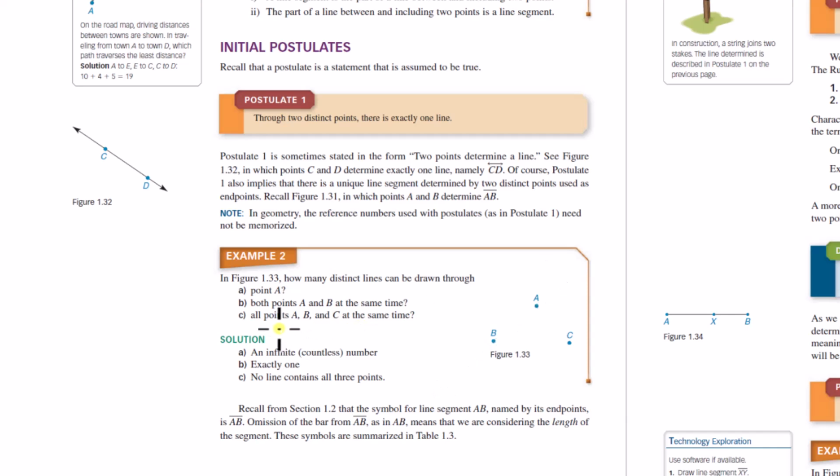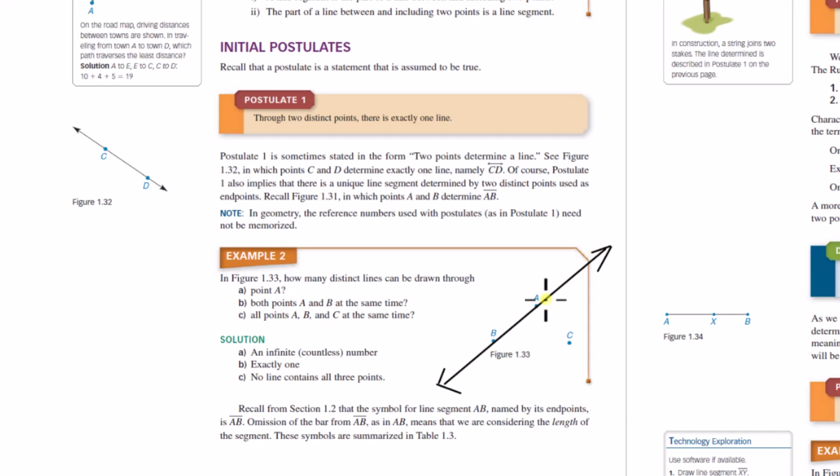What about all points A, B, and C at the same time? That's a good question. All at the same time, there's no line because C is not collinear with A and B. They're all separated. What exactly does collinear mean? We haven't talked about it yet, but how do you determine something is collinear? That's if you can draw one line going through all points.